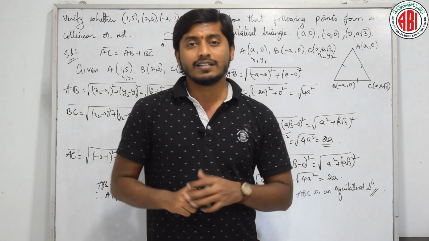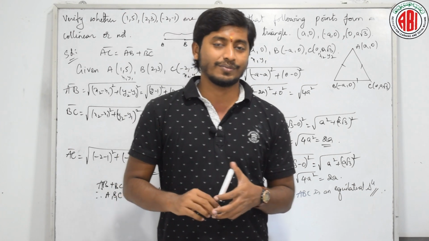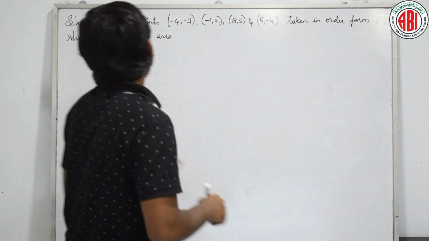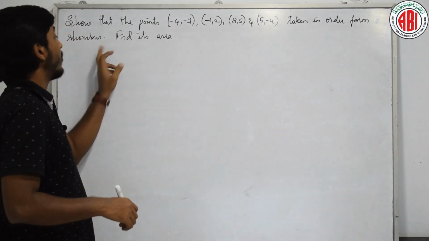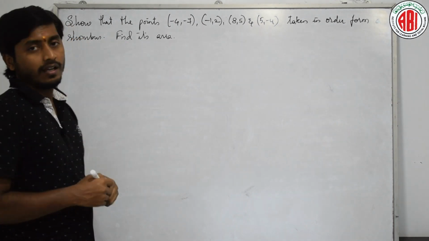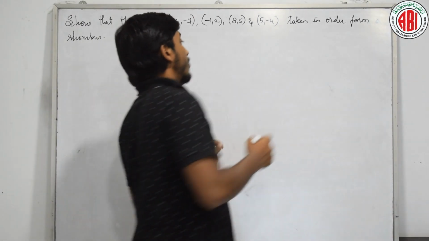Is it clear? Shall we do one more problem? Let's do it. See the next question here. Show that the points (1, 2), (3, 4) taken in order form a rhombus. Find its area. Tell me, what is a rhombus?